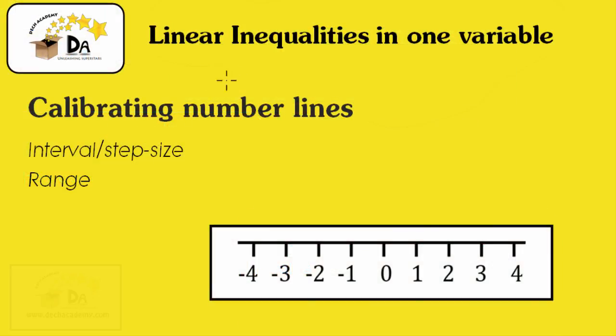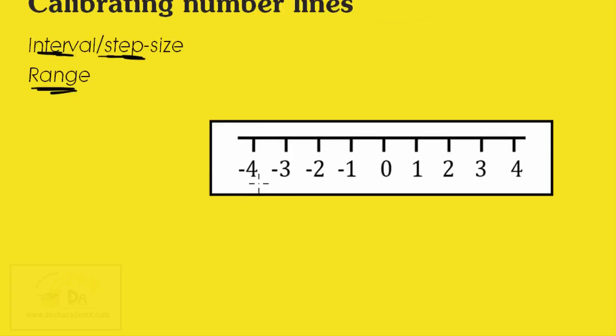Next, we're going to look at the calibration of number lines. We're going to consider what an interval or step size is, and also what a range is. So I'm going to use this number line as an example. This number line has a uniform interval between each number, or step size. So for instance, let's consider the interval between 0 and 1. The interval between 0 and 1 is 1 because 1 minus 0 is 1, or 0 plus 1 is 1.